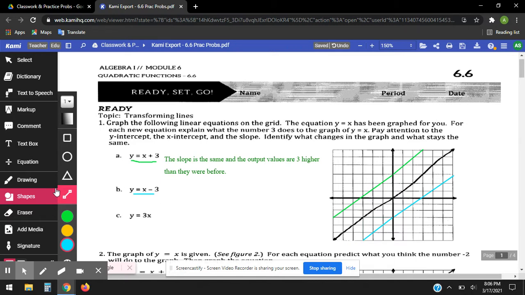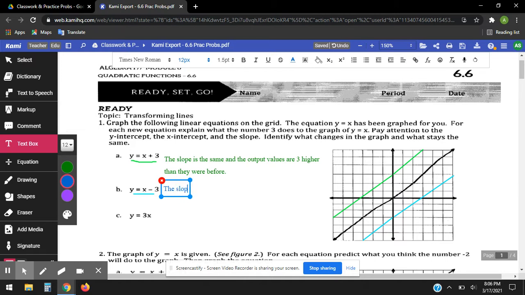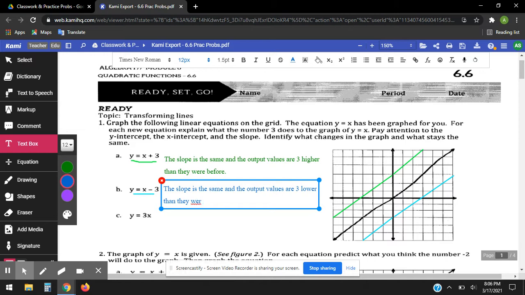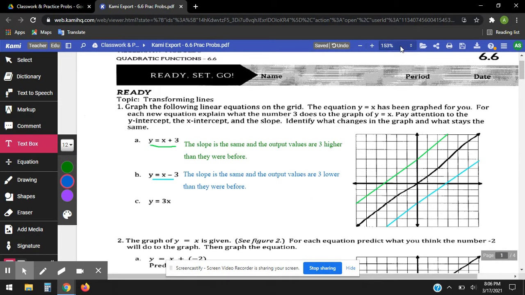All right, so this one, let's see what we're doing differently. So again, my slope is the same. I'm still going up 1 over 1. This time, the output values are 3 lower than they were before. So instead of 0, 0, it's 0, negative 3. Instead of 1, 1, it's 1, negative 2. Instead of 2, 2, it's 2, negative 1. So it's 3 lower than the ones before. All right. Let's zoom back in.